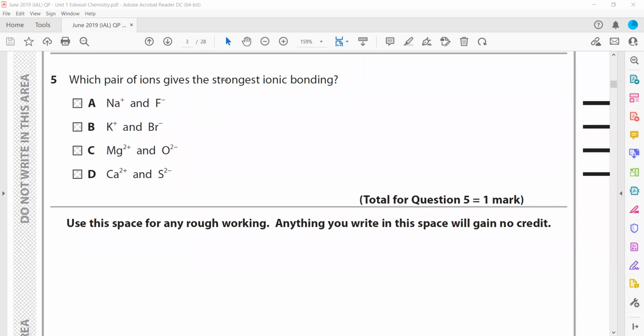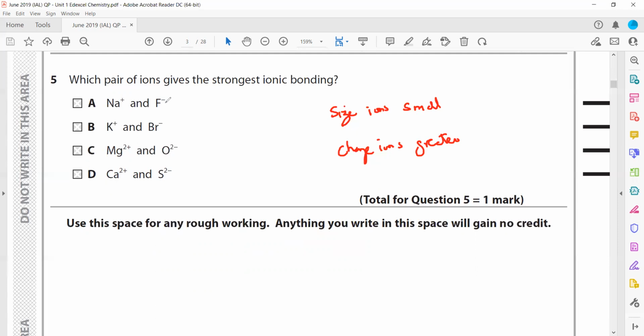Which pair of ions gives the strongest ionic bond? To form the strongest ionic bond, number one, the size of the ions should be as small as possible, and the charge on the ions should be greater. So these are the two things which decide the strength of an ionic bond.